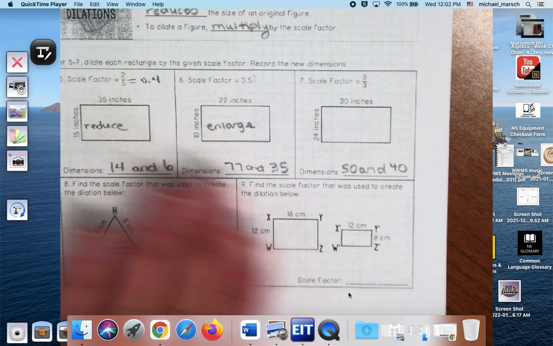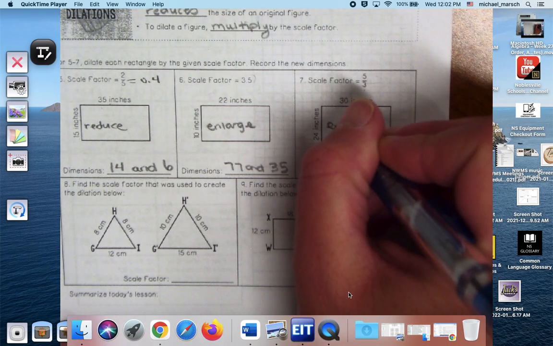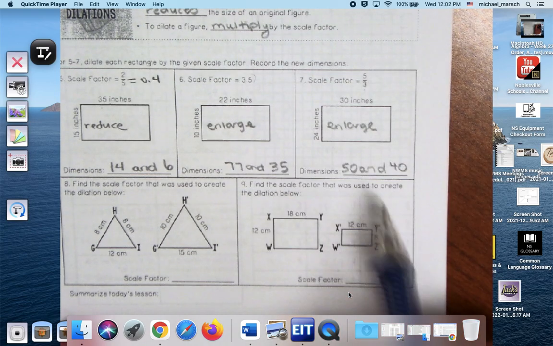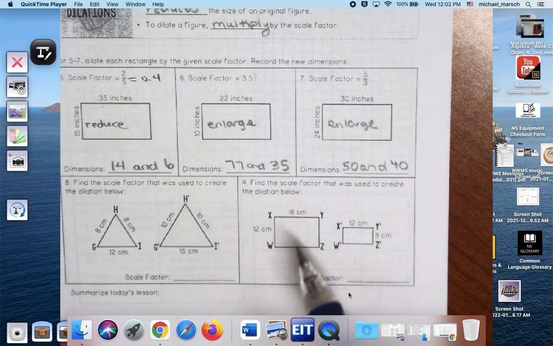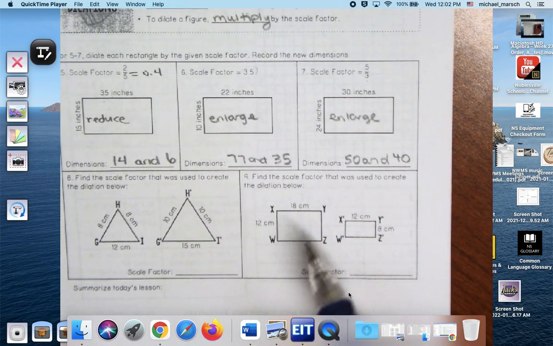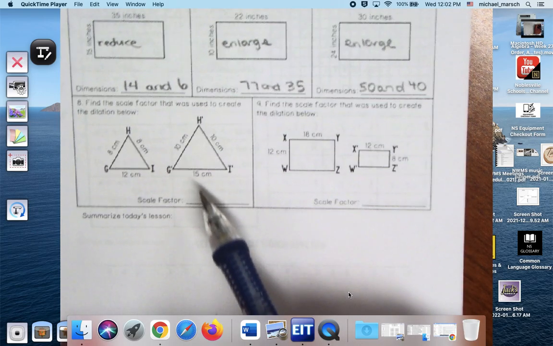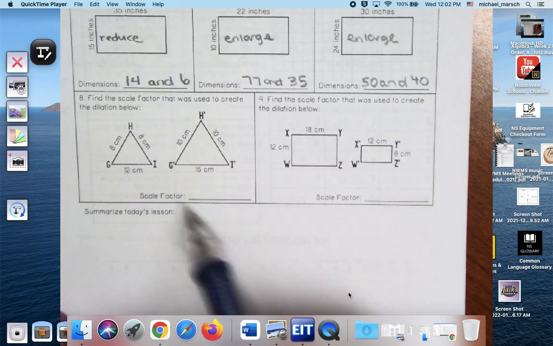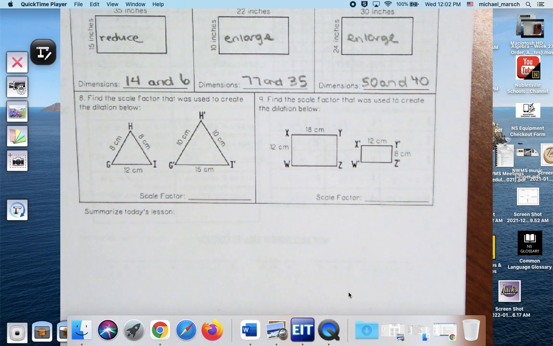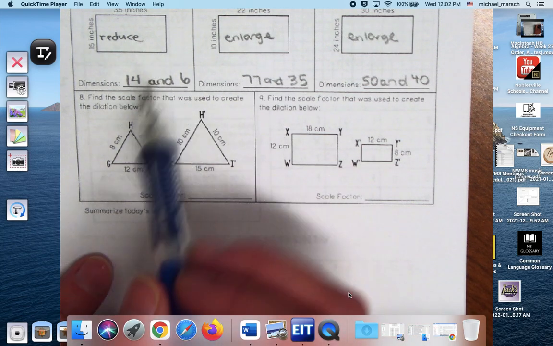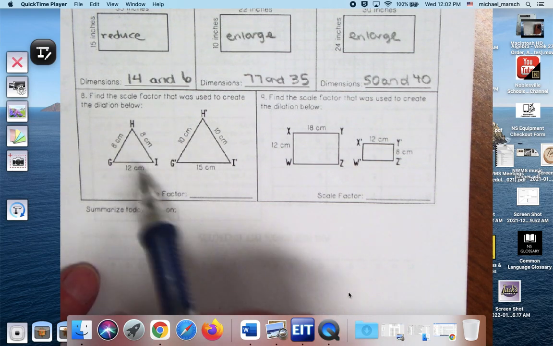Okay, so how does everybody feel about multiplying to figure out new dimensions? Decent? All right, now we're going to work backwards. We have the dimensions. We need to figure out what the scale factor was. You okay? Yeah. You sure? Yeah. Okay. All right. So we're going to use a proportion.